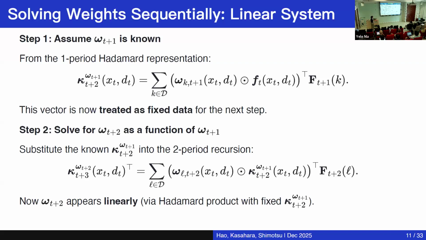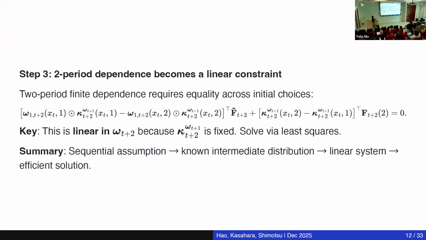Then you plug it back. You plug it back, and this entire system becomes a function of WT+1, with WT+2 being solved as a sequence of WT+1. After that, you solve for WT+1, and you plug it back in to solve for WT+2. It's kind of like a Stackelberg way of solving this equation system. And in that way, it becomes a linear system to solve.